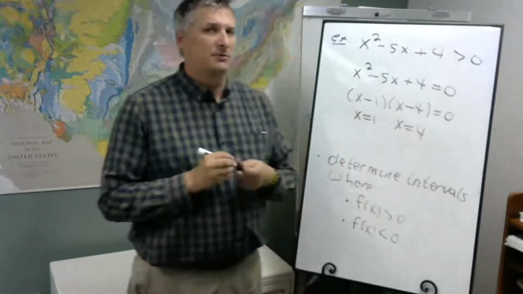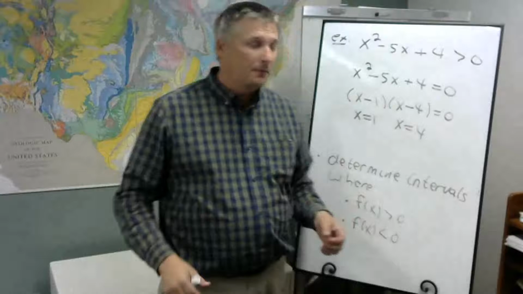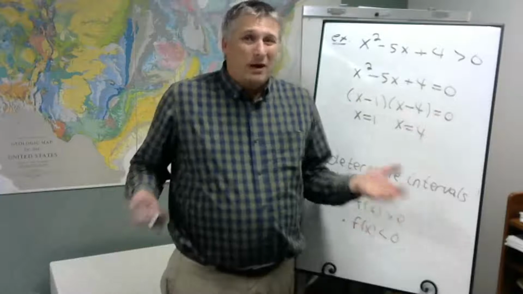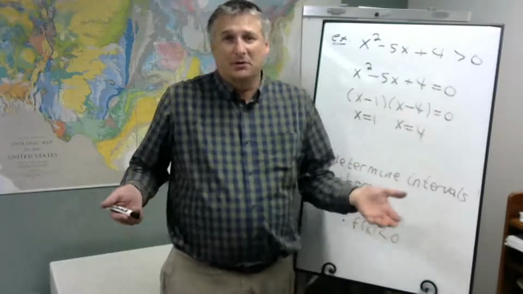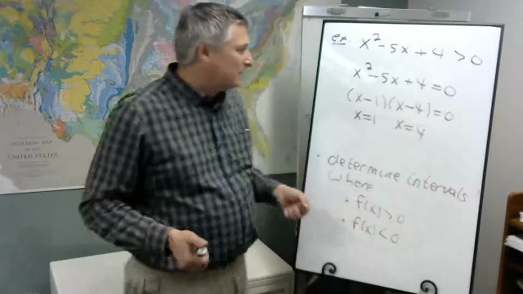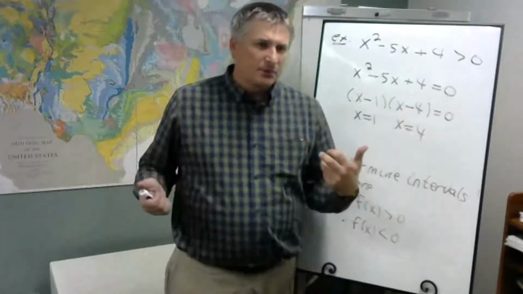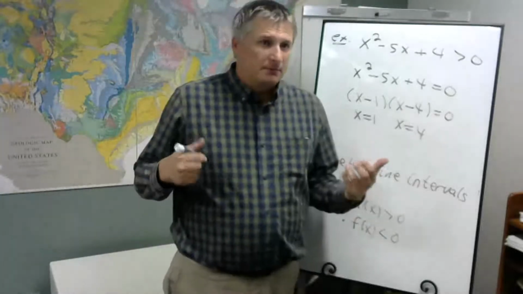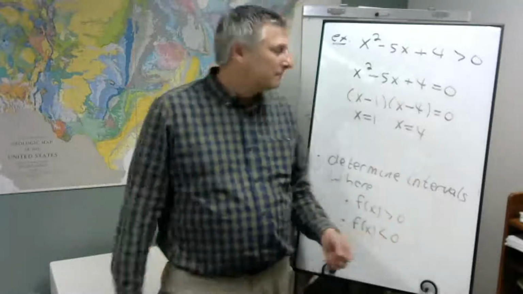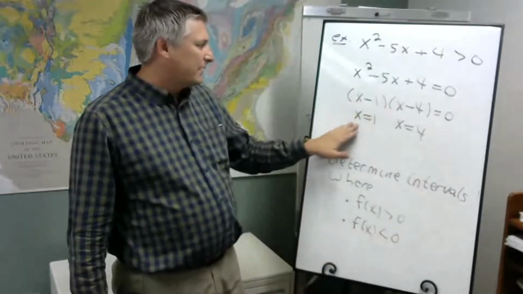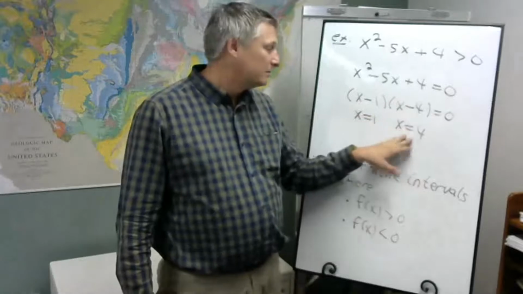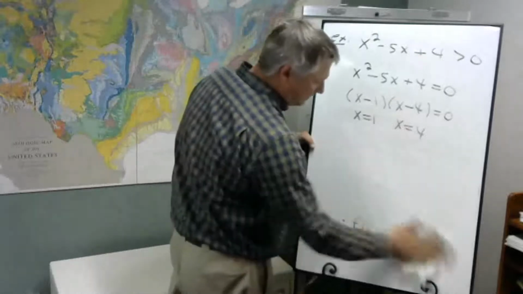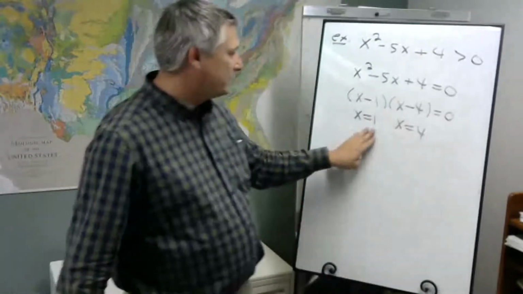I'm using the zero product principle, and the idea of the zero product principle is this. Something times something is 0 only when one of those is 0. 3 times 0 is 0, or 0 times 4 is 0. But the product of two non-zero numbers, that's never 0. So if there's a product of two things and you get 0, at least one of them has to be 0. So this will become 0 when x is 1. This will become 0 when x is 4. So we now know the x-intercepts, 1 and 4.